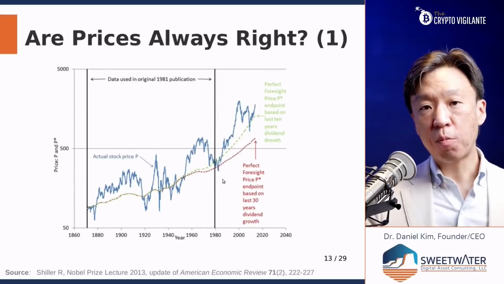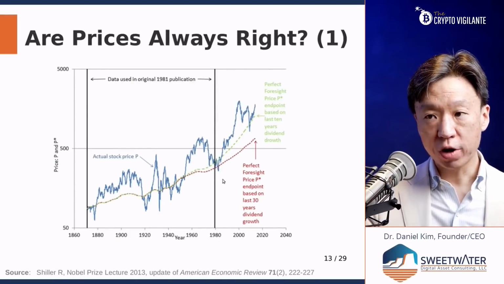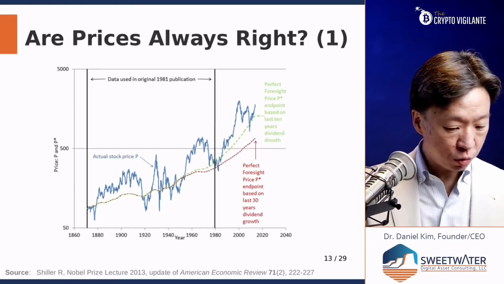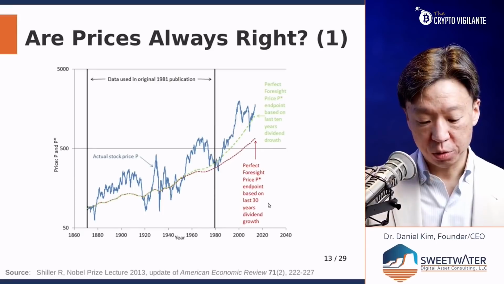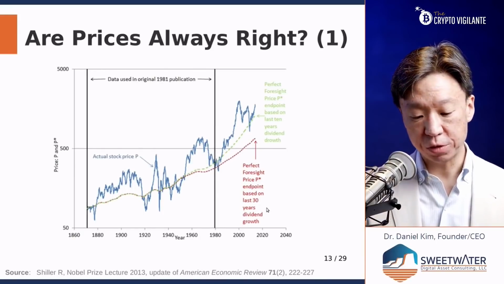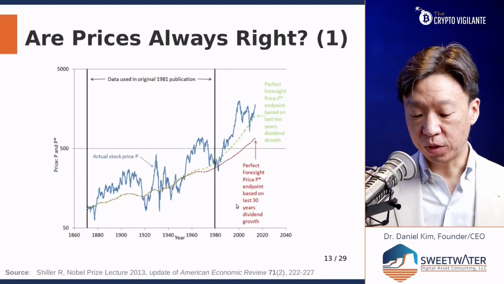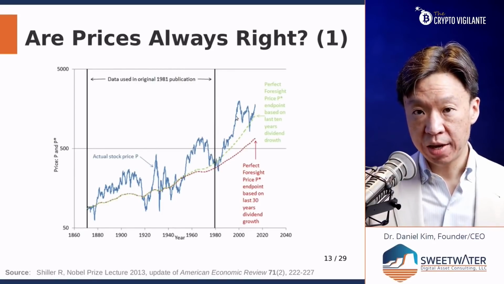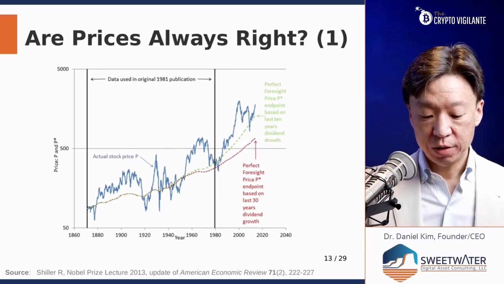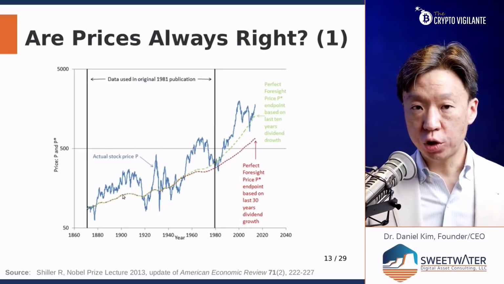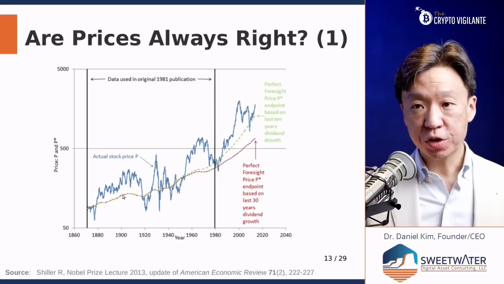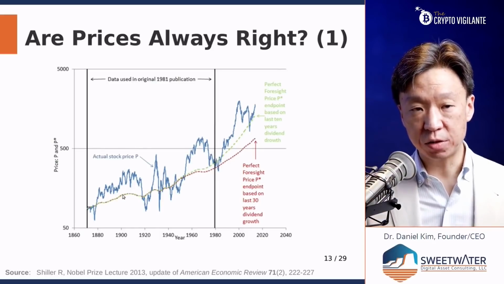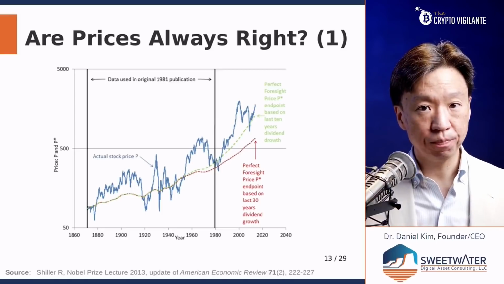All right, so is the price always right? And there are 4 challenges to that notion from empirical evidence that I'm going to show. The first one is from Robert Shiller, who got the Nobel in 2013 for this work. Basically, what Dr. Shiller showed was, here you're looking at actual stock prices in blue. And in red, you're looking at what the stock price should have been if the stock owner had known what the next 30 years of dividends was going to look like for that stock, right?